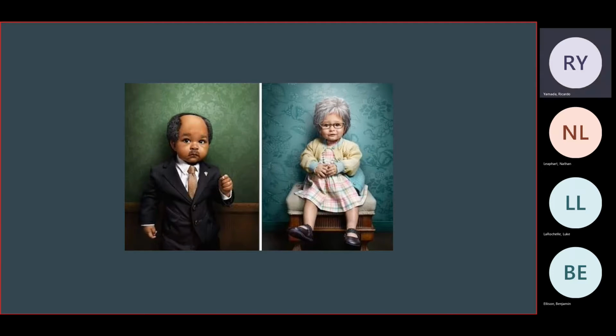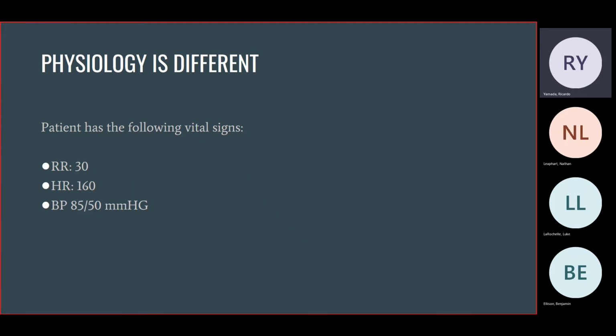One important thing that we all should remember is that kids are not just small adults. There are very different things that we should be aware of when dealing with kids. We may be doing exactly the same procedure that we would do in an adult, but we need to be conscious of different things. First of all, is their physiology. Kids have a different physiology than adults.